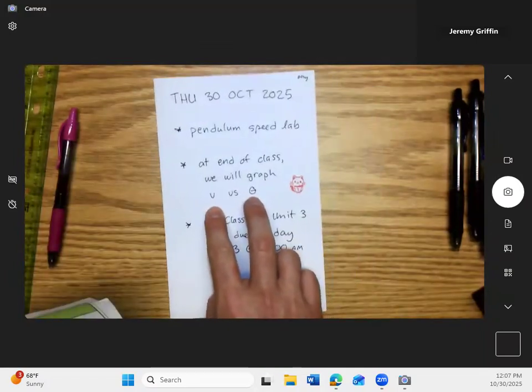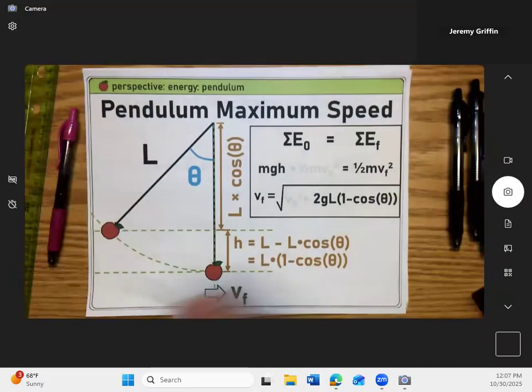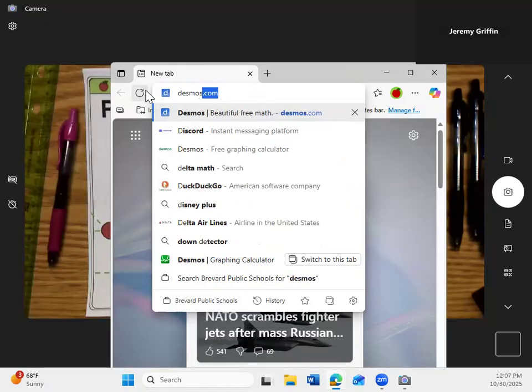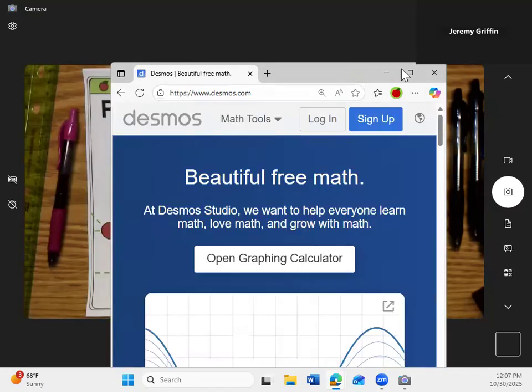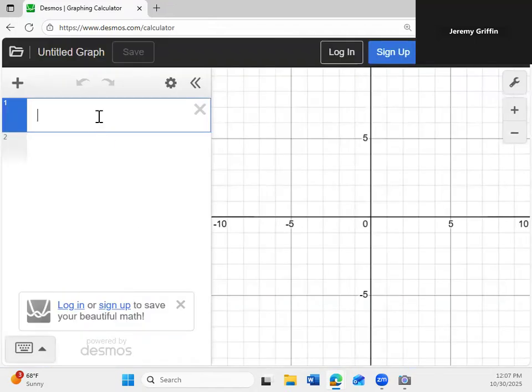Speed is a function of theta. You guys see that speed is a function of theta? So let's put that graph together. Now, I saw Felipe, Michael, and Richard had some really good data. And I'm going to do something kind of funny with the graph this time. I'm going to go to Desmos. In my algebra class, I have to pull this up all the time. So, yeah, we go.